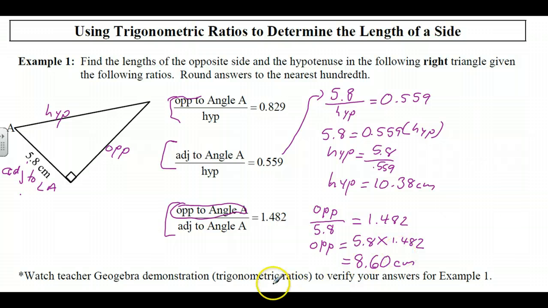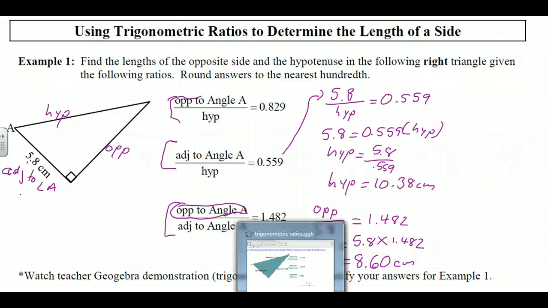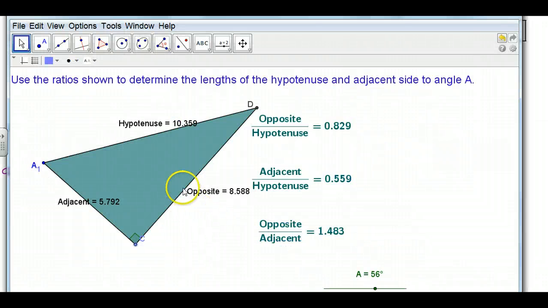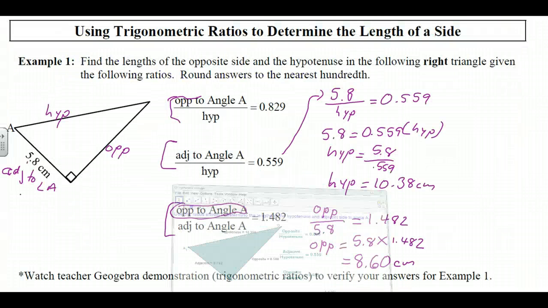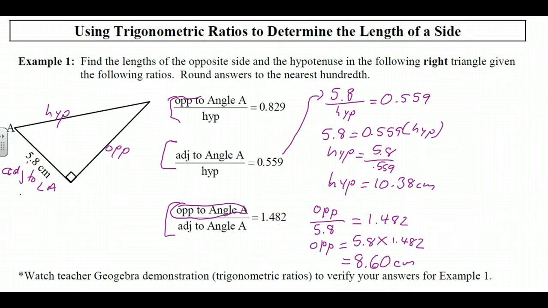Now this says to watch the GeoGebra demonstration. I'm going to pull up GeoGebra, and we have basically the triangle, and I've labeled these sides. There are some slight rounding differences, just based on the fact that it's not quite exact, but you can see these are very close. I can't get this to be exactly 5.8. I do have these ratios, but remember, it's carrying more decimal places. We want 10.38 here, we've got 10.36, we've got 8.59, but we can see these are very close. Okay, let's move down.